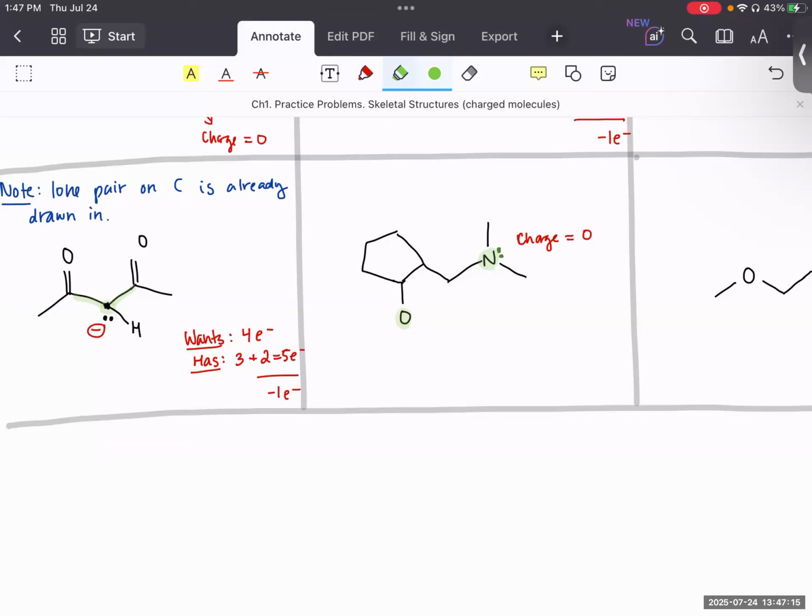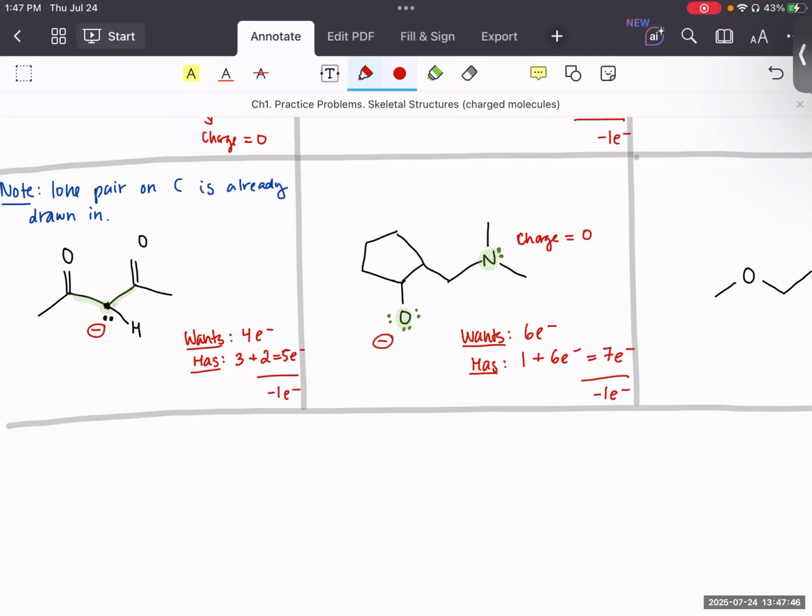And then this oxygen right here already has 1 bond. And so to get that octet, we would need to add in 3 lone pairs. And then we can calculate the charge. So it wants 6 electrons, and then it has 1 from that bond, and then it has 3 lone pairs. So it has a total of 7. And so we have a -1 charge here.